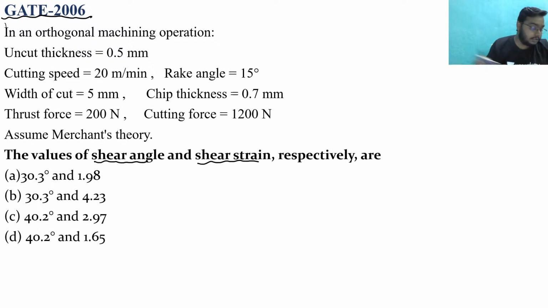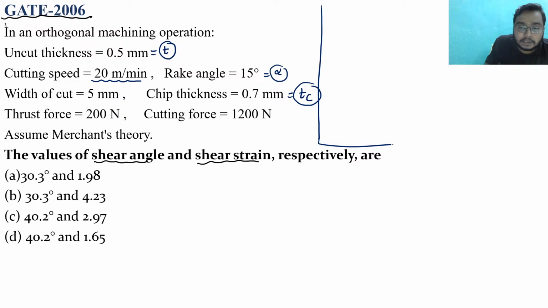See, it is a very easy problem. I'm explaining a little bit so that you can solve this question. Uncut thickness is T. Cutting speed is 20 meters per minute. Just keep it aside. Rake angle is given as 15 degrees, so this is alpha. Next is width of cut, that is B. Chip thickness is 0.7 mm, so this is your Tc. Now you know Tc, you know T, you know alpha. So can you find R? R is equal to T by Tc.